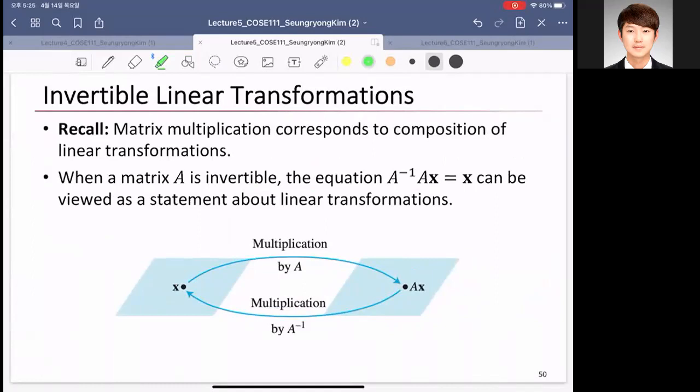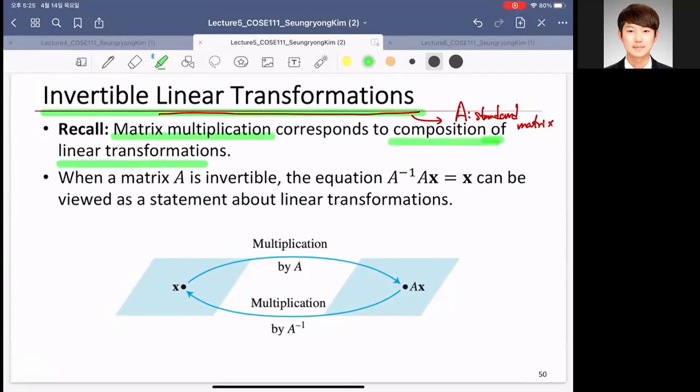Then let's talk about invertible linear transformation. In fact, we already discussed that a linear transformation can be represented by a standard matrix A. So it's just about invertible matrix A. Anyway, you can think of invertible linear transformation similarly. We already know matrix multiplication corresponds to the composite of linear transformations, in the A times B case.